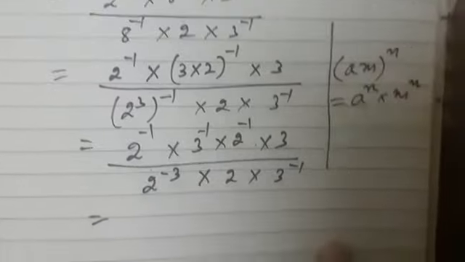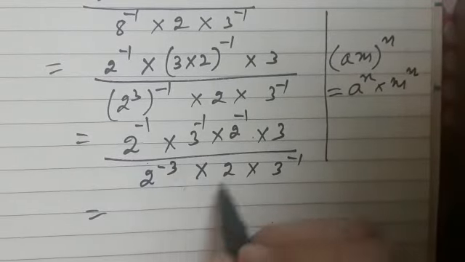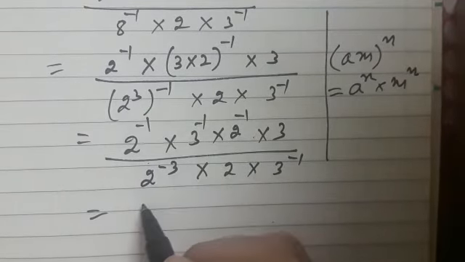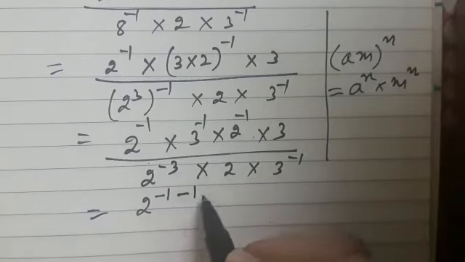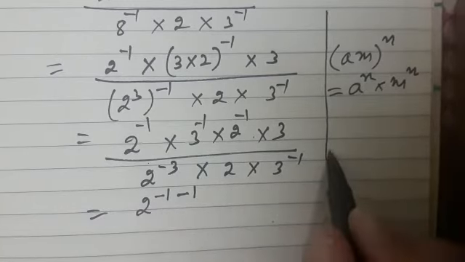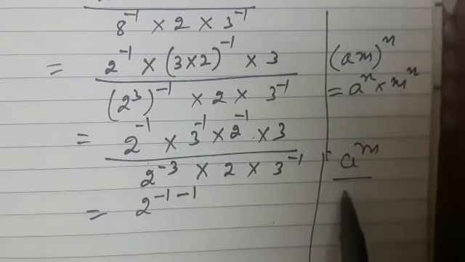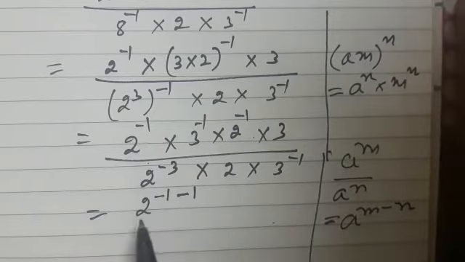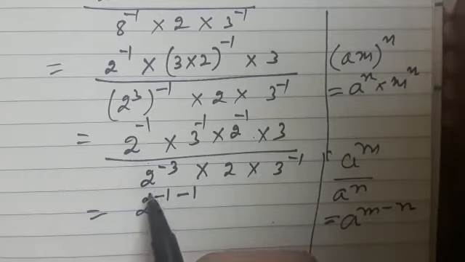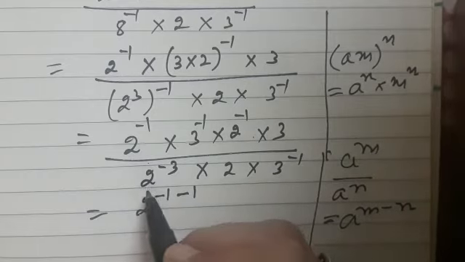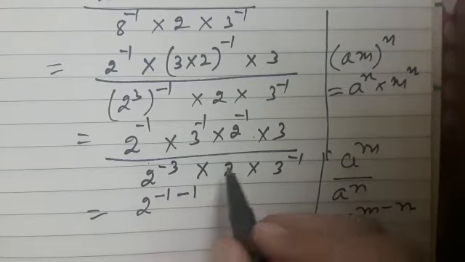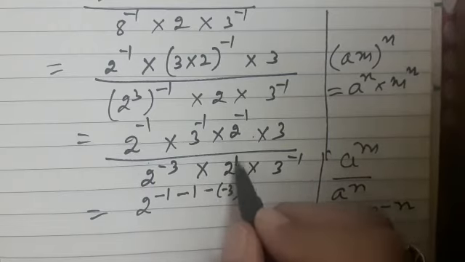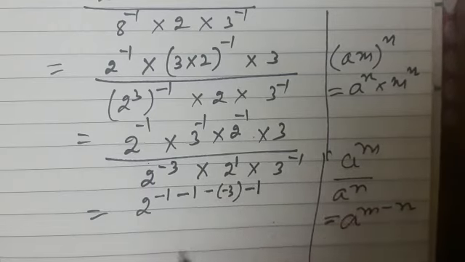Now you tell me, you will be applying the law here. So we will be collecting the terms. In the numerator, bases are the same, so powers are added. So 2 raised to the power minus 1, minus 1. And from the denominator, we use the law a raised to the power m upon a raised to the power n is a raised to the power m minus n. So for collecting terms involving powers of 2, in the denominator it is minus 3. When it comes to the numerator, it becomes minus of minus 3. And then here also it is 2 raised to the power 1. So we say minus 1.